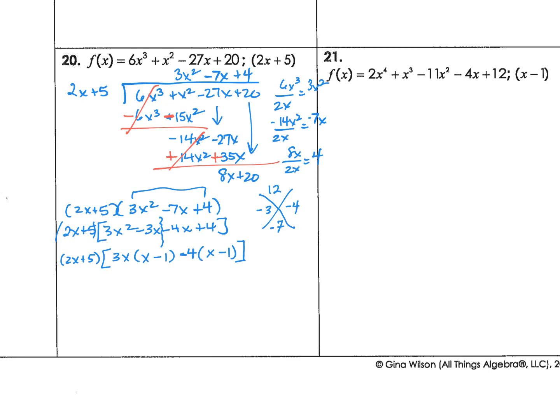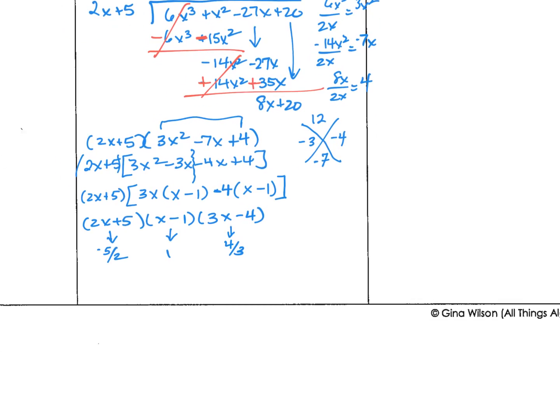All right. So my final factored form would be 2x plus 5, x minus 1, and 3x minus 4, leaving me with zeros of negative 5 halves, 1, and positive 4/3, right? Anybody confused about where anything came from? Are we good? Are you sure? So we have 3 roots, negative 5 halves, 1 and 4/3.